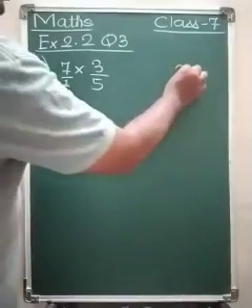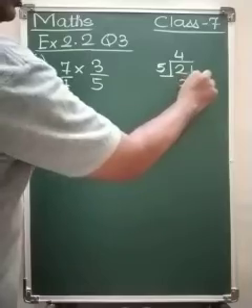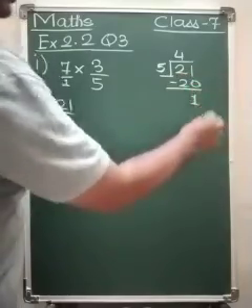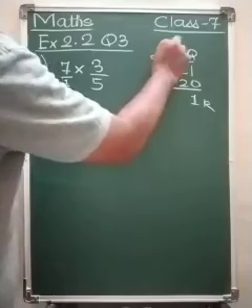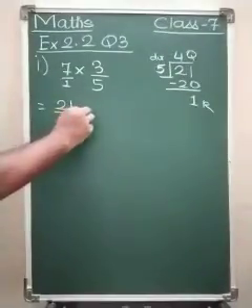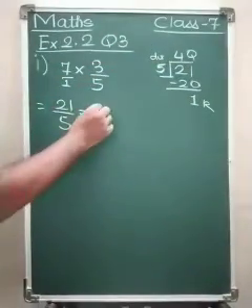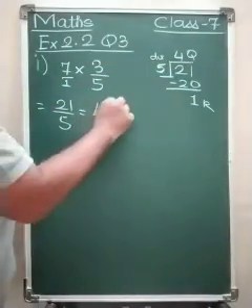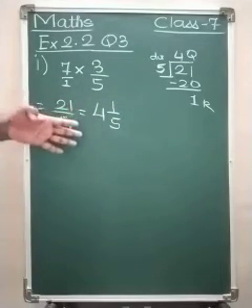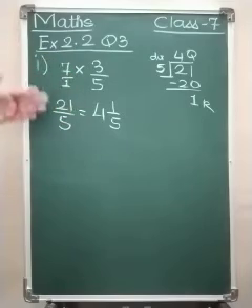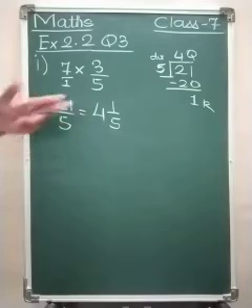And how do we do it? 21 divided by 5. 5 4s are 20. Remainder is 1. This is the quotient, this is the remainder, this is the divisor. So our answer we write as quotient, remainder upon divisor: 4 1 upon 5. So what we have done: here the reduction was not there, but we have converted it into a mixed number.